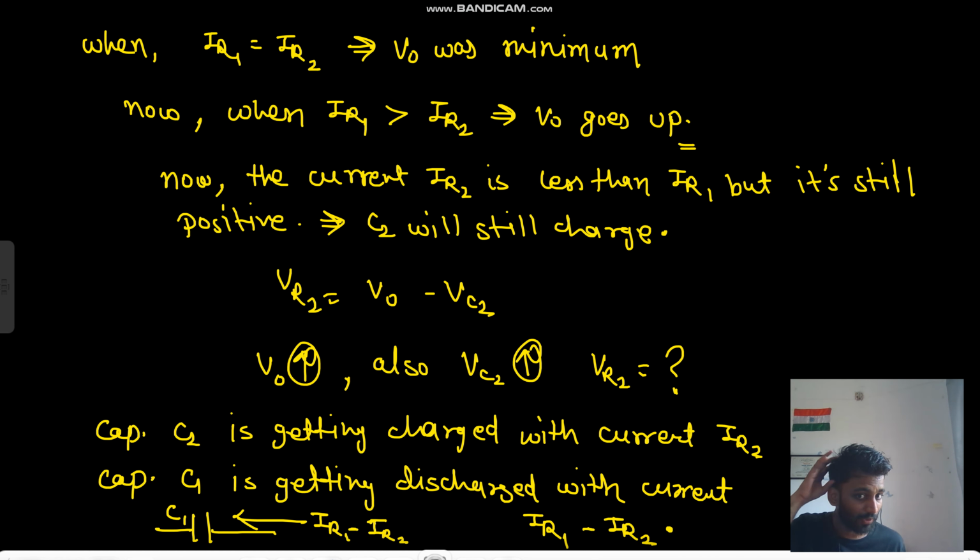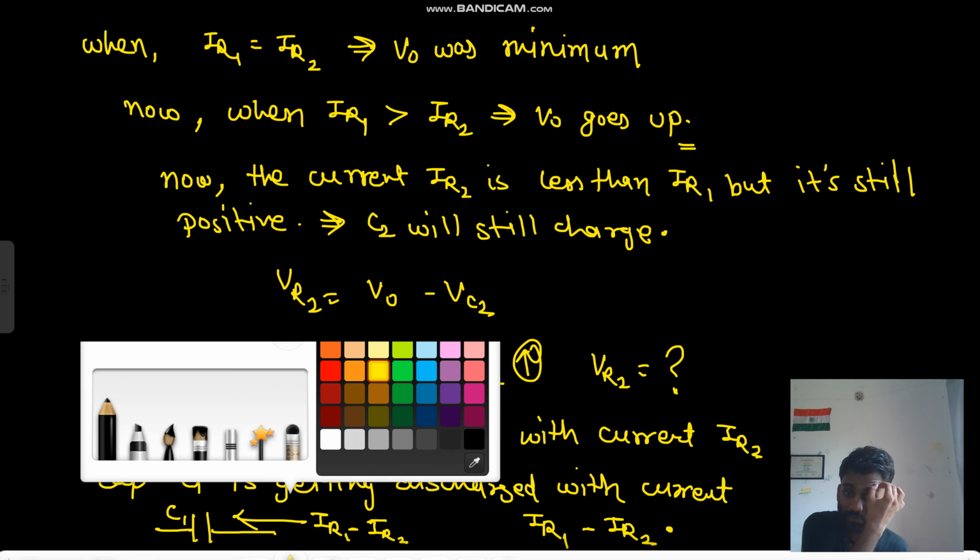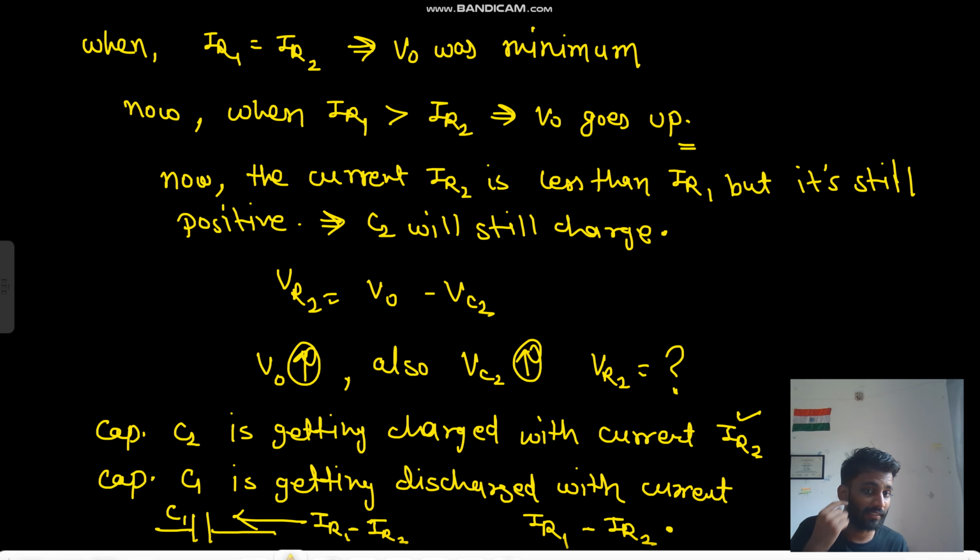Because IR2 current is more and IR1 minus IR2 current will be less, right? This is a pure independent current IR2. Now this is the subtraction of two currents, right? So surely the current IR2 will be more. IR1 is greater than IR2, but IR1 is not greater than 2 times of IR2. It is not so much greater. So your IR2 is greater than IR1 minus IR2.